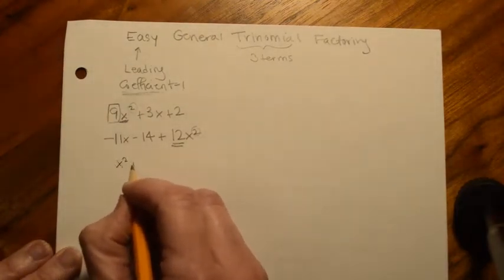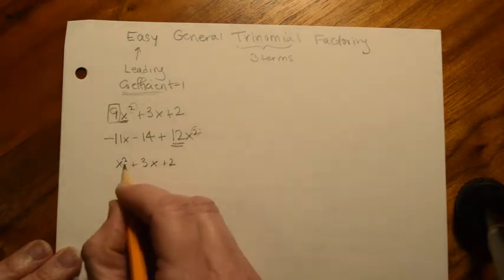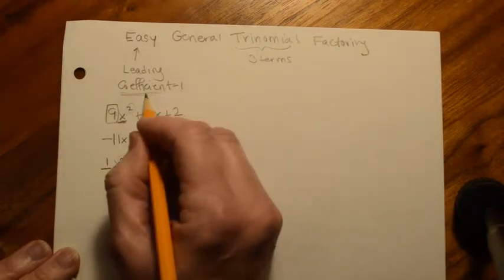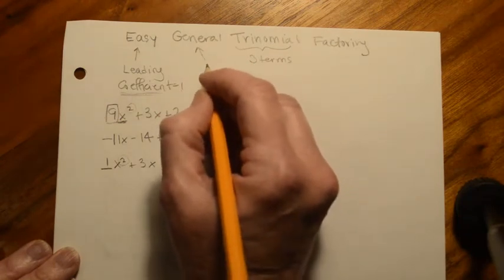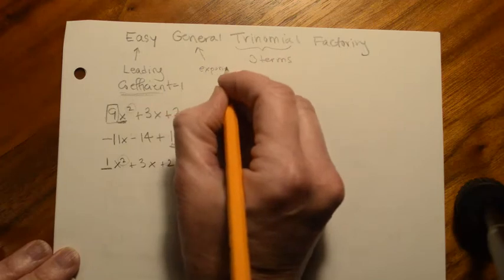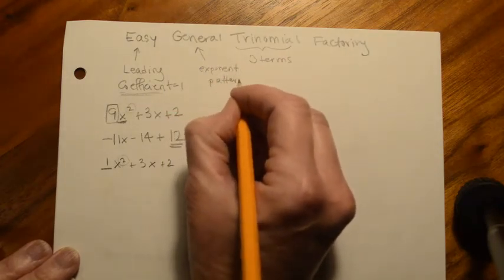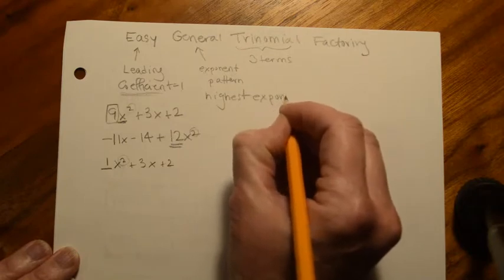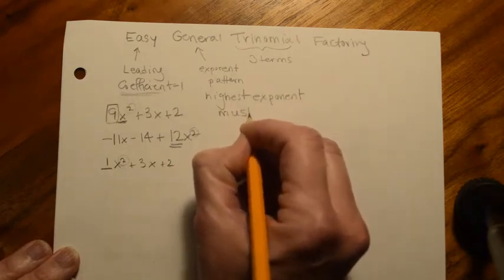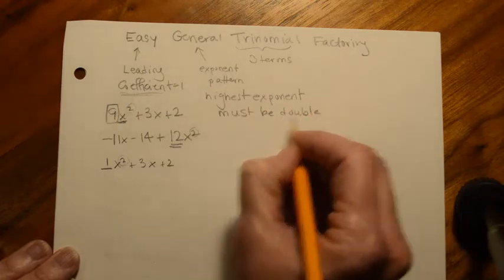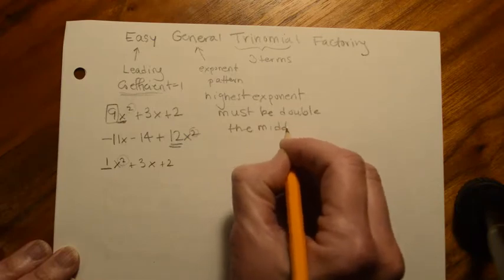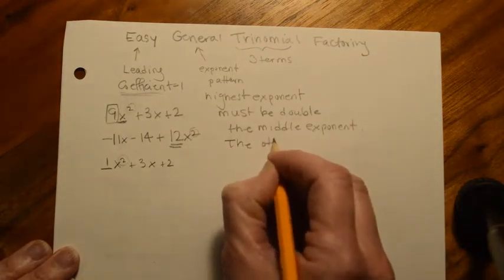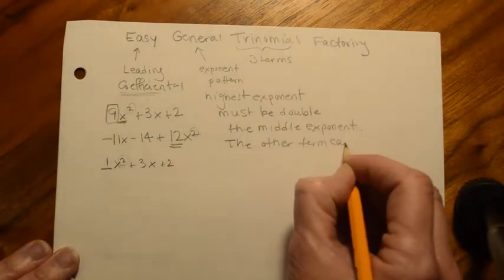We're looking for something like x squared plus 3x plus 2. The term that has the highest power, its coefficient, it's not written there, so it's an implied 1. So it has to be a trinomial. The leading coefficient must be 1, and this idea of general is that it's the exponent pattern. The highest exponent must be double the middle exponent, and the other term can have no variable.